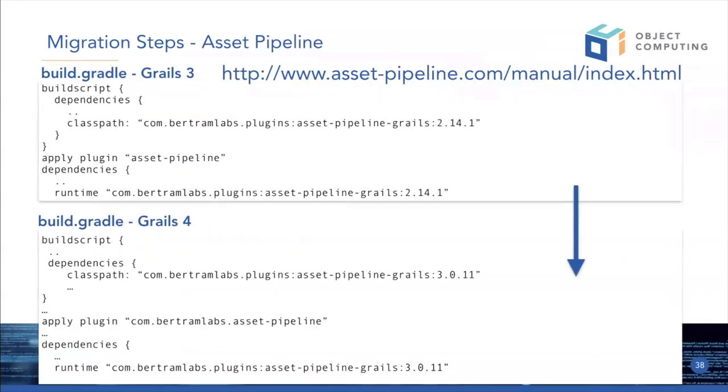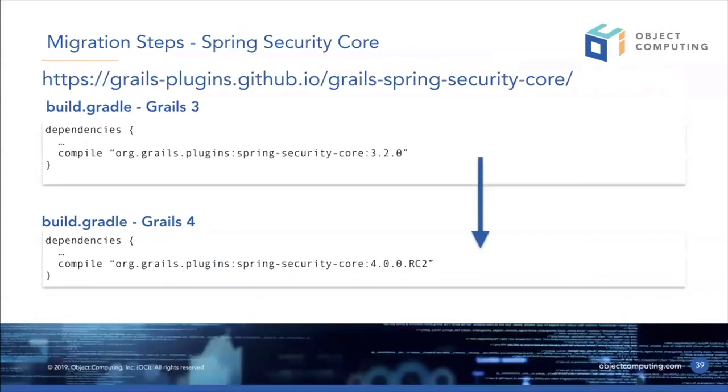Asset pipeline, update the asset pipeline plugin. This may have many benefits, including security. So make sure to update the asset pipeline plugin. The Spring Security Core plugin has a release candidate which is compatible with Grails 4. We probably will release a stable version soon. We have guides in the Grails website which use the Spring Security Core plugin, so make sure to check those as well.